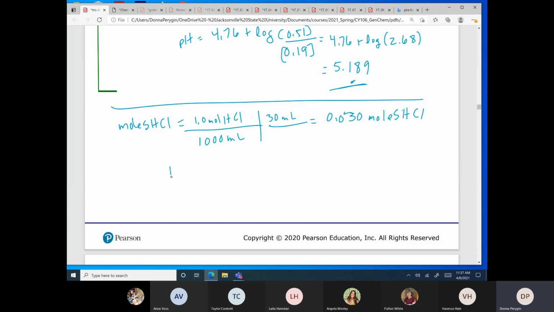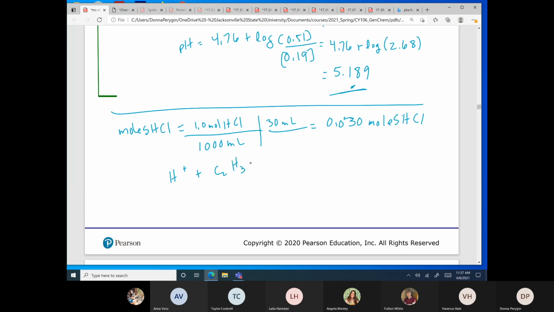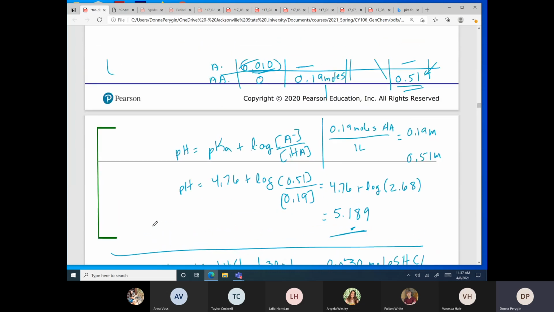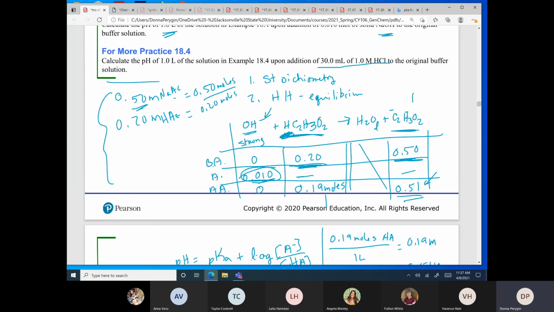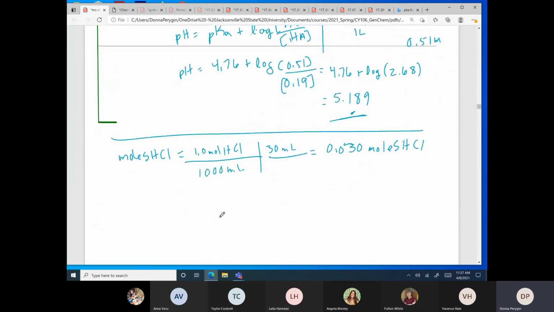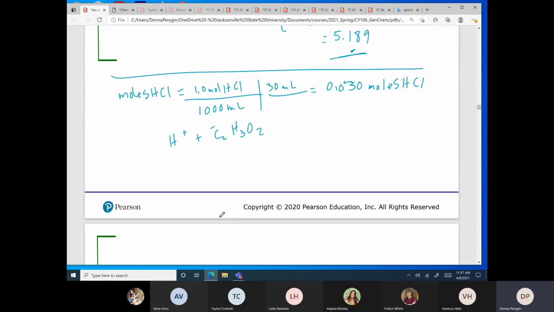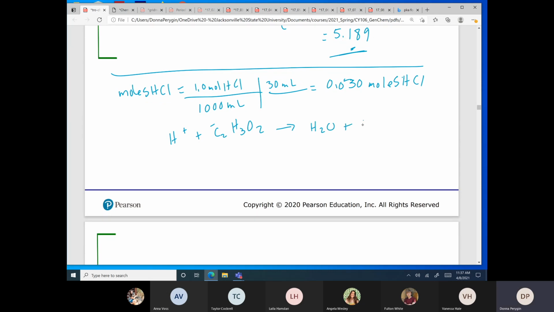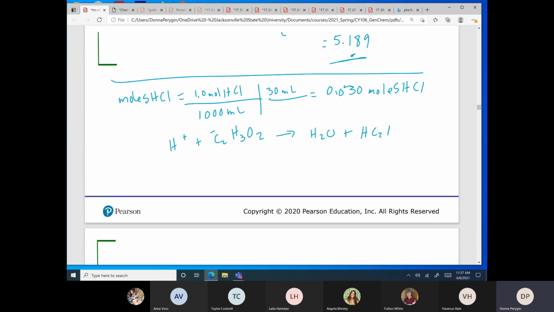So all we're going to be doing here is adding acid. So what happens if we add acid to this solution? It's going to react with the acetate. If we add acid here, it's going to react with the acetate and drive this reaction back in the other direction. So we're adding this acid to the original buffer, okay, to the original buffer. Goes to H2O plus HC2H3O2.